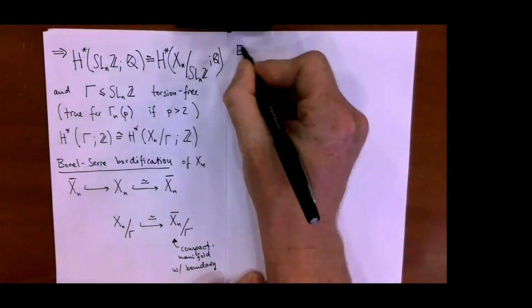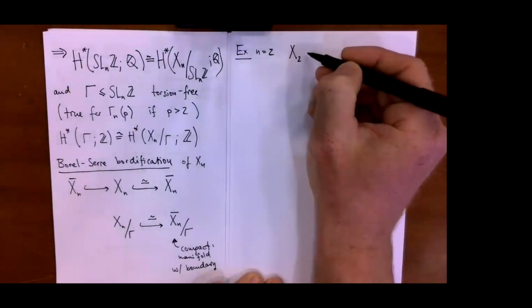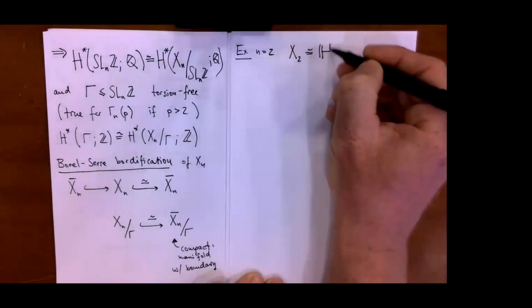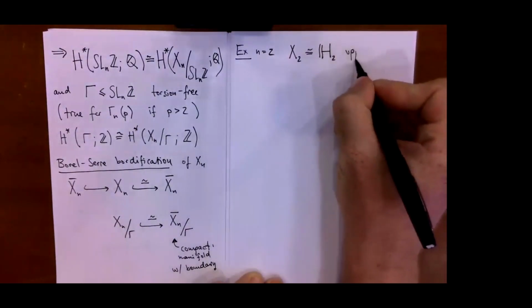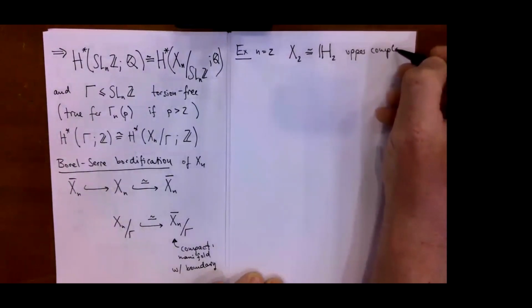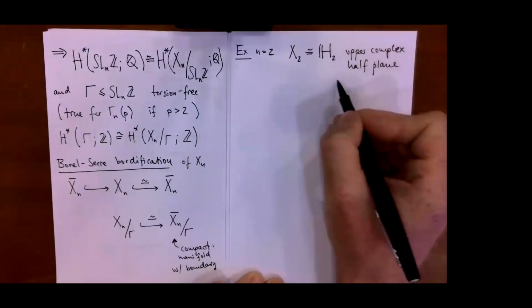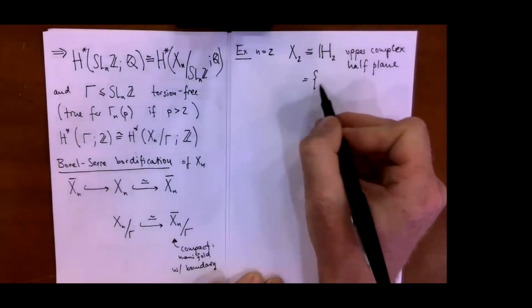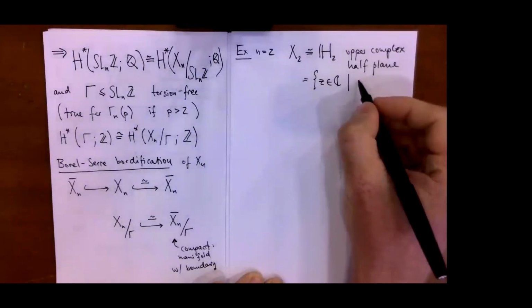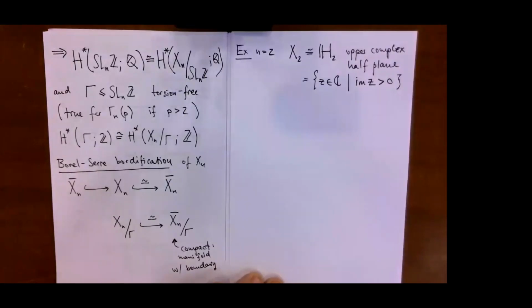So let's do this for the example n equals 2. In this case, X2 you can view as the upper half plane, the upper complex half plane. This means, in particular, all z in C such that the imaginary part of z is bigger than 0. So topologically, it's an open disk, right?